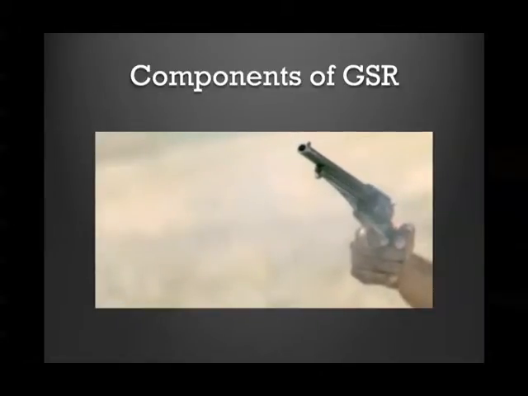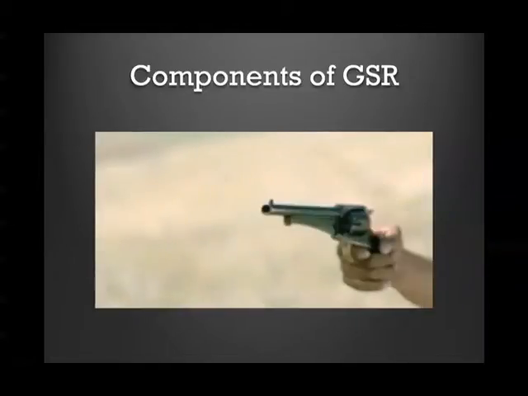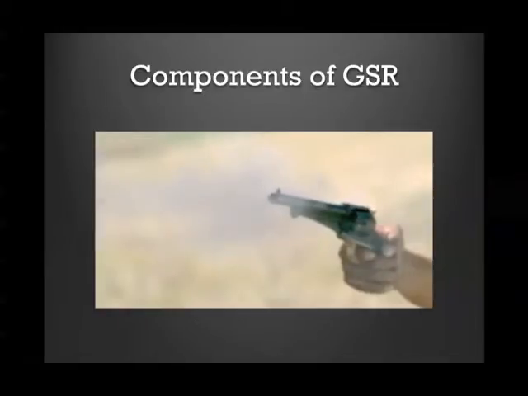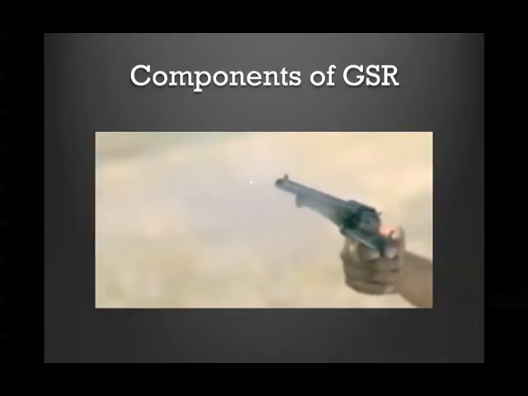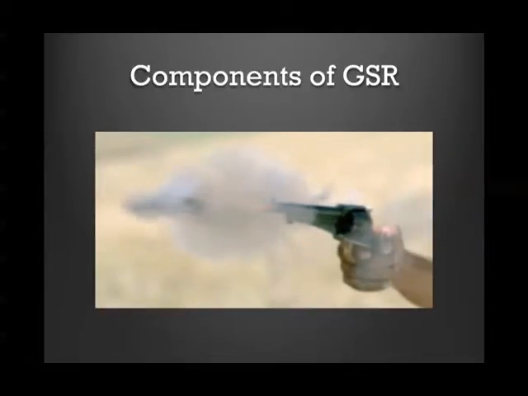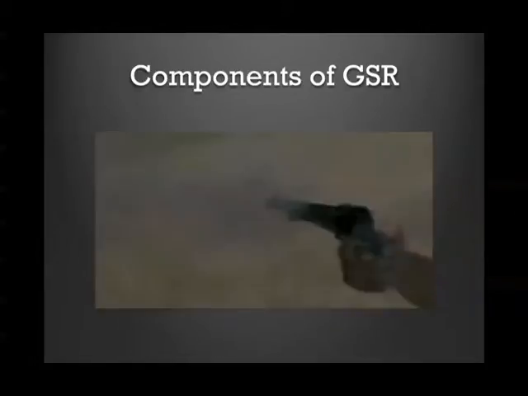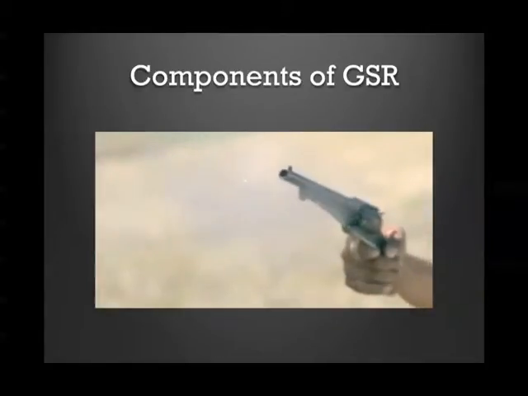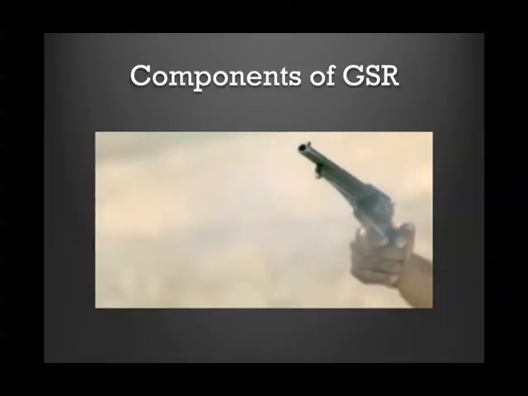Gunshot residue consists of particles from nearly all of these components of ammunition. The primer contains a mixture of lead styphnate, antimony sulfide, and barium nitrate. When a weapon is fired, the firing pin strikes the primer, initiating a chemical reaction that ignites the gunpowder, which is composed of nitrates from either or both of nitrocellulose and nitroglycerin.